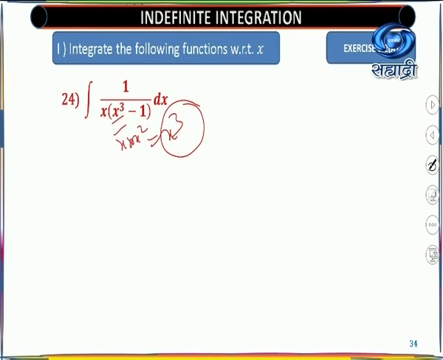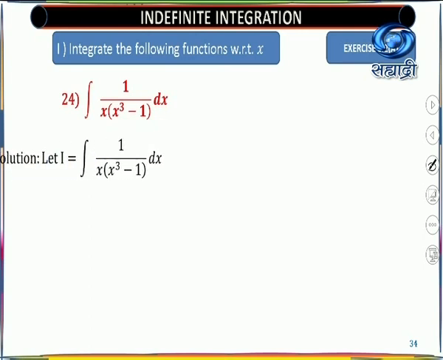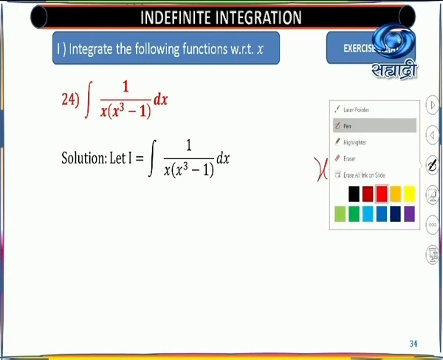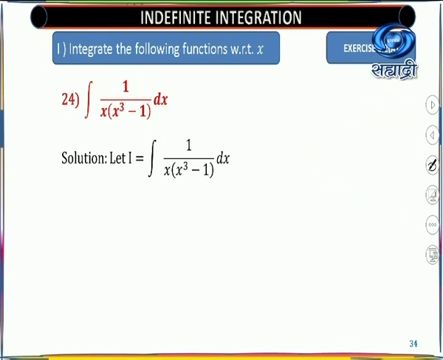The procedure is that we'll multiply and divide by x square in our integration. So we'll start with our solution: I equals the integration of 1 upon x into x cube minus 1 dx. And this is possible if and only if x is not equal to 0. Keep this in mind because we are not able to divide by 0. So here we are multiplying and dividing, therefore we need to keep in mind that we will not be able to divide by 0.